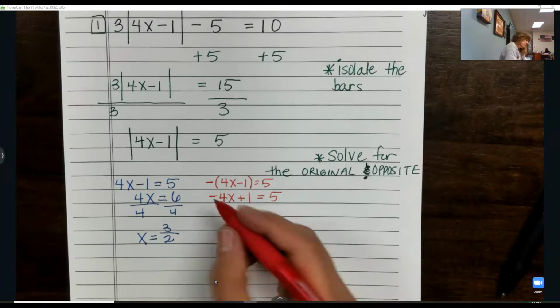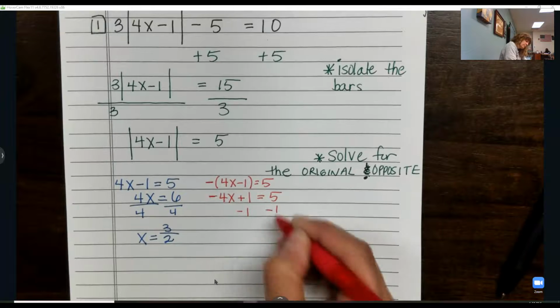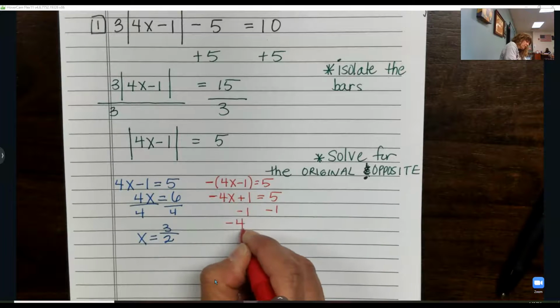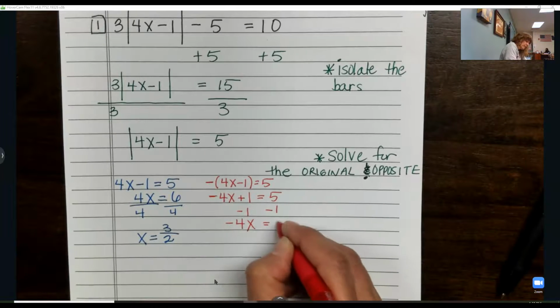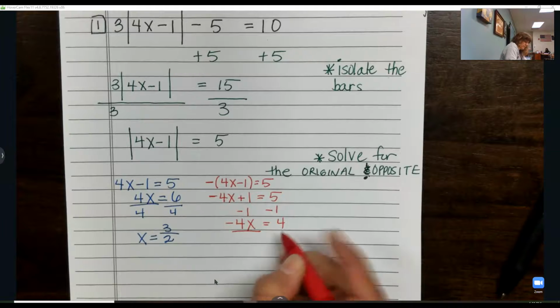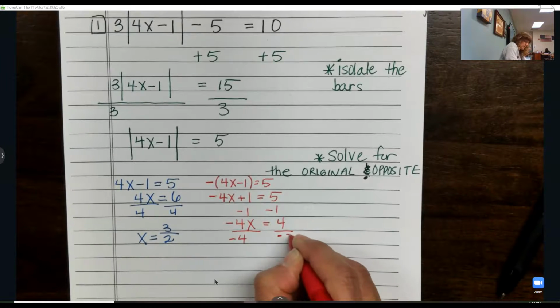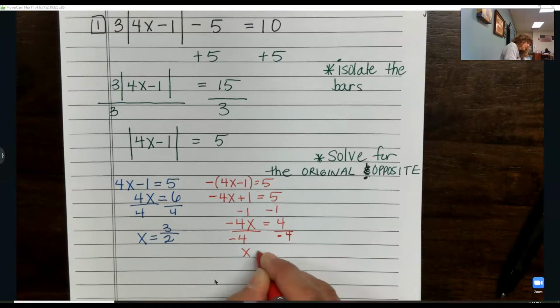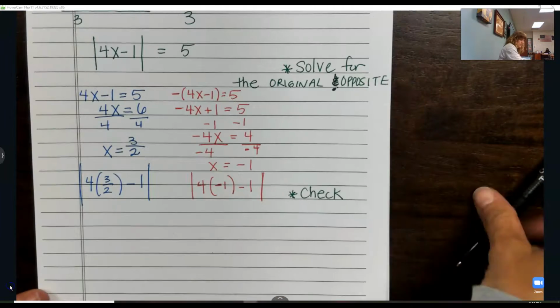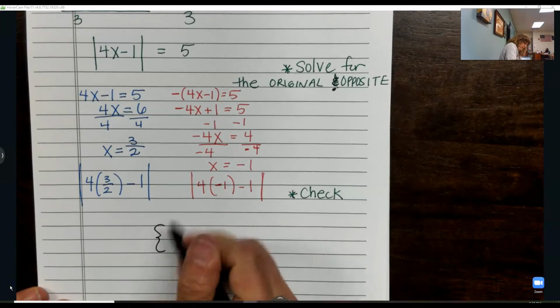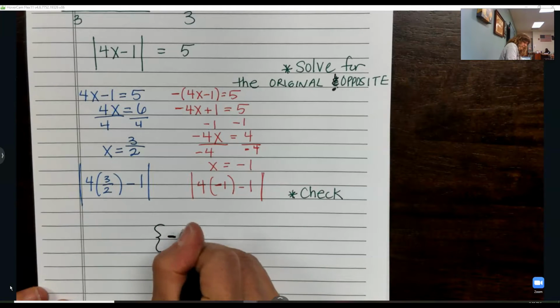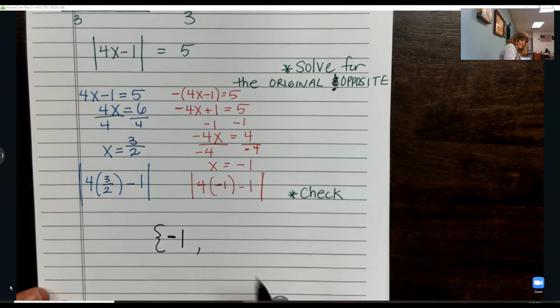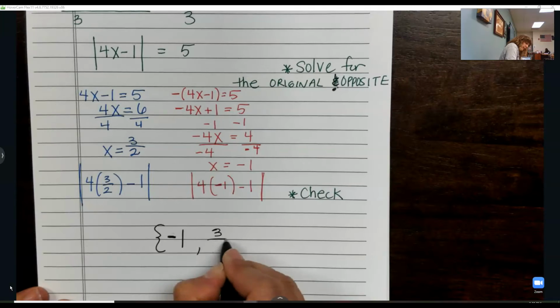So subtract 1 on both sides. So we get negative 4x equals 4. Divide both sides by -4, and x on this side equals -1. New notation. So please put -1 first, because we write them in order from least to greatest, and then write your 3/2.